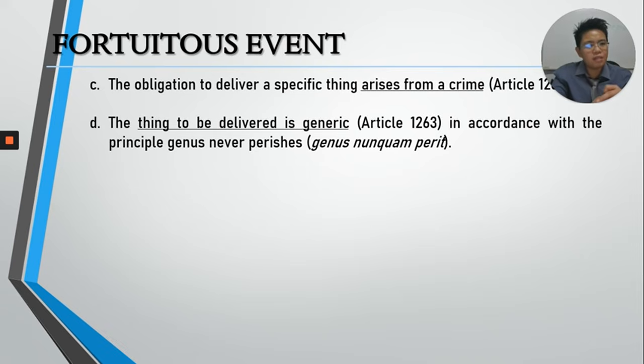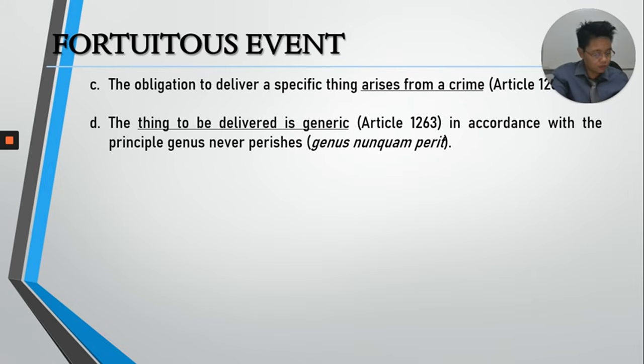Remember, generic objects, hindi sila nawawala. Genus never perishes. Genus non quam perit. Kasi pagka nasunog ang isang sakong bigas, maghanap ka lang ng kahit na anong ibang sakong bigas dyan. Pwede na yun. Pareho lang sila. So, hindi nawawala ang generic. So, if you are the debtor, you are obliged to deliver a sack of rice. Eh di, kung nasunog na yung sack of rice na dapat i-deliver mo, palitan mo lang ng iba. So, yun ang tandaan nyo. Genus never perishes. So, the debtor here is always liable. May mga exceptions to. You will learn later on.